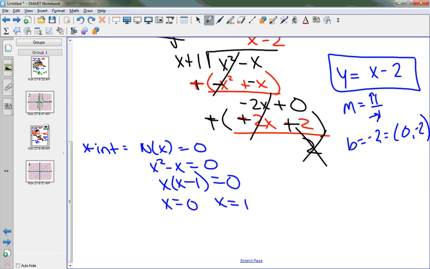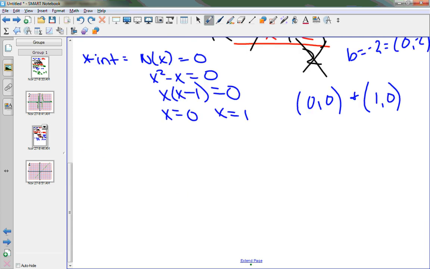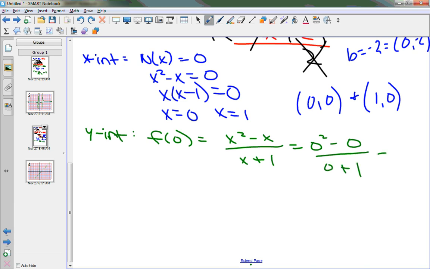Is that the form that I want them in? No. What do I want? 0, 0, and 1, 0. So there's my x-intercepts. Now what do I want? My y-intercept. So if I want my y-intercept, that means I'm doing f at 0, so that's x squared minus x over x plus 1. And every place you see an x, what do you plug it in? 0. 0 squared minus 0 over 0 plus 1. That whole thing's going to give you 0, which absolutely makes sense.